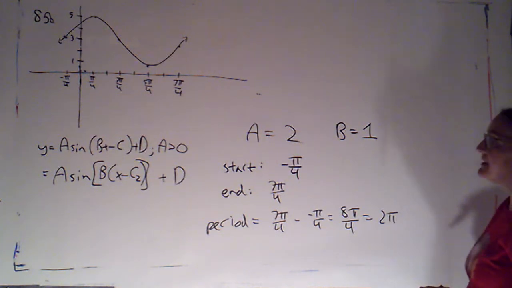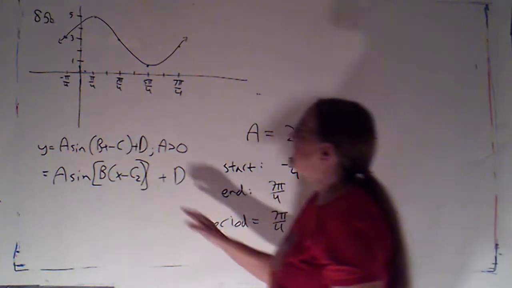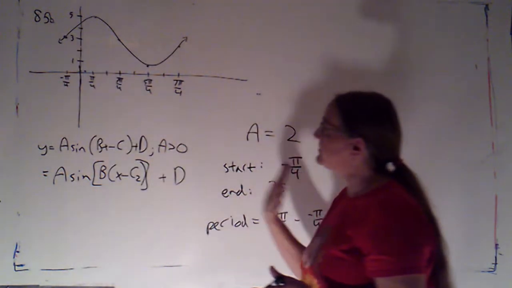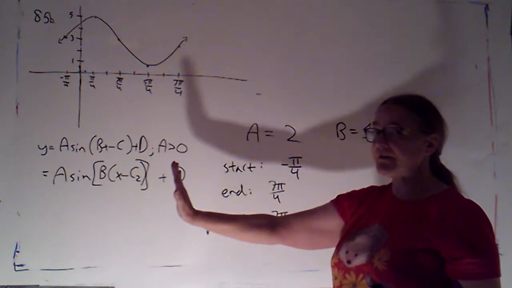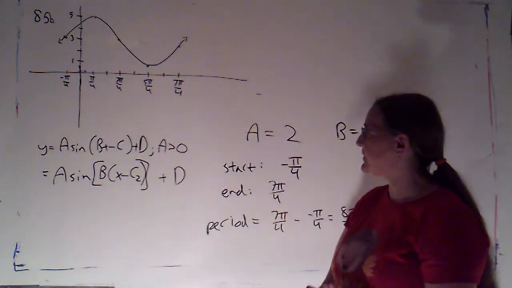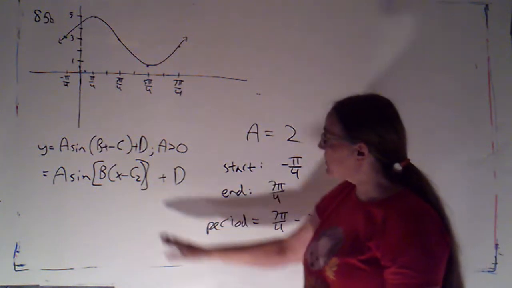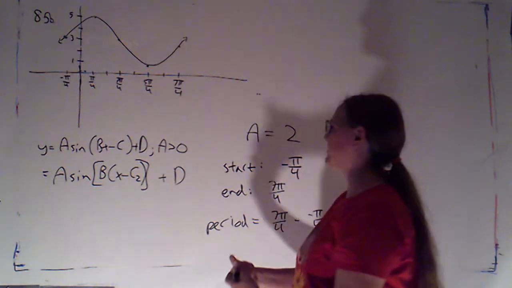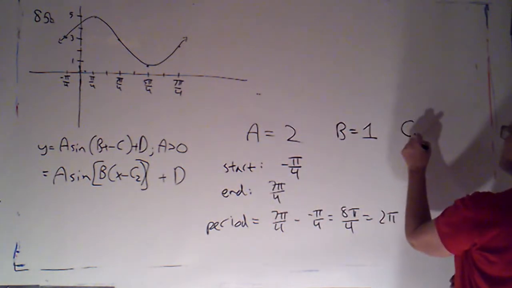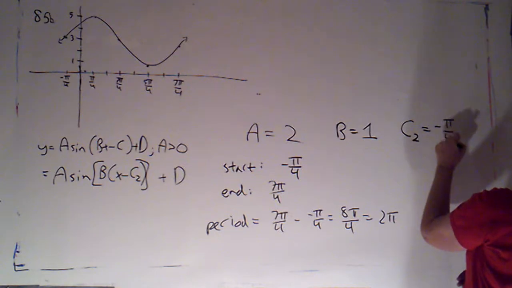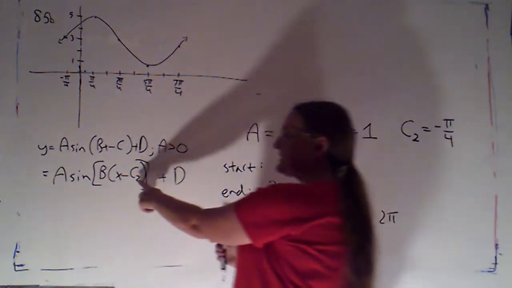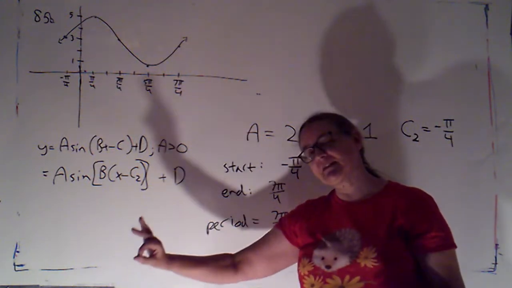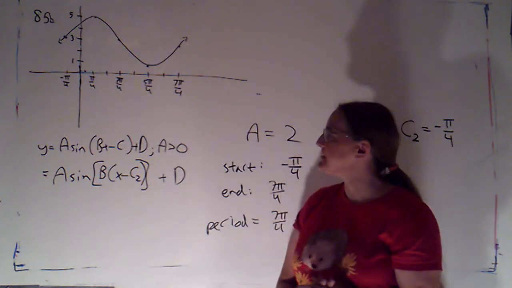Okay. Nice. All right. Now, if we're starting here at negative pi over 4, then I know I've shifted things to the left pi over 4. Okay. So that's going to correspond to subtracting a negative value. So my C2 will be negative pi over 4. That way, subtracting that is like adding pi over 4. Adding pi over 4 shifts me to the left by pi over 4 units.